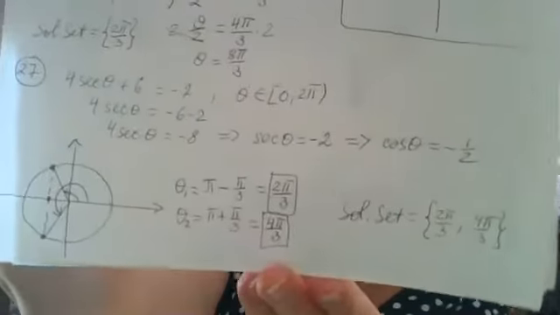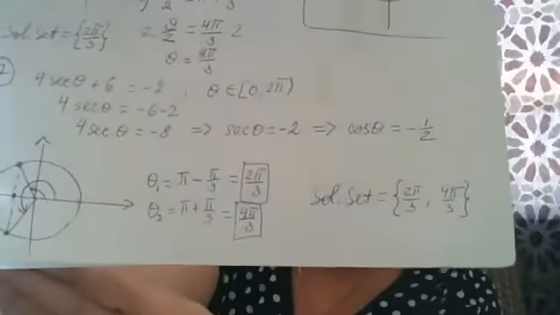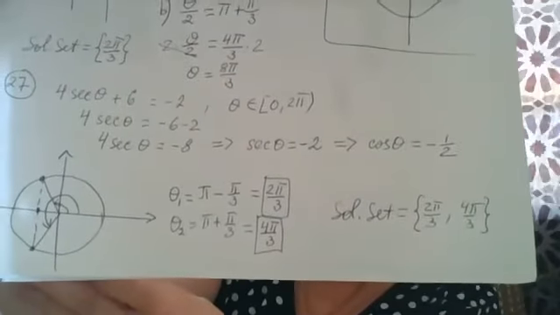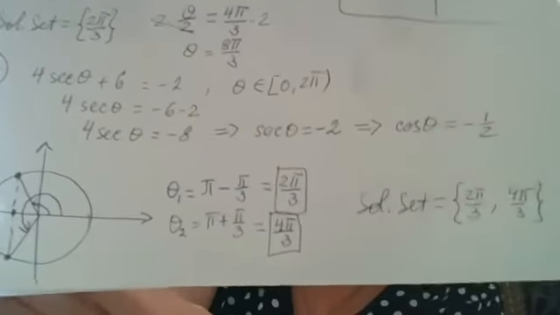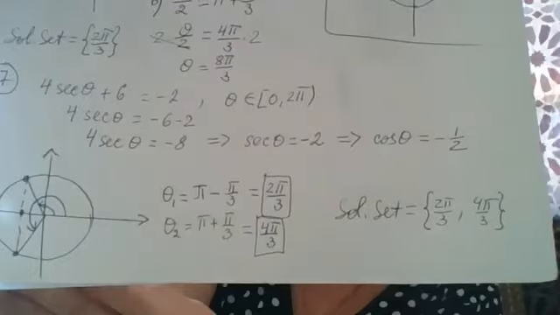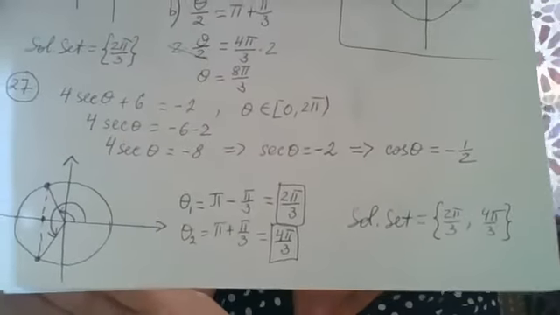So we can write the solution set. The solution set has two answers: 2 pi over 3, comma, 4 pi over 3. That's it. This is your final stage in this problem. The solution set has two solutions, two answers: 2 pi over 3, 4 pi over 3. And we are done with this problem.